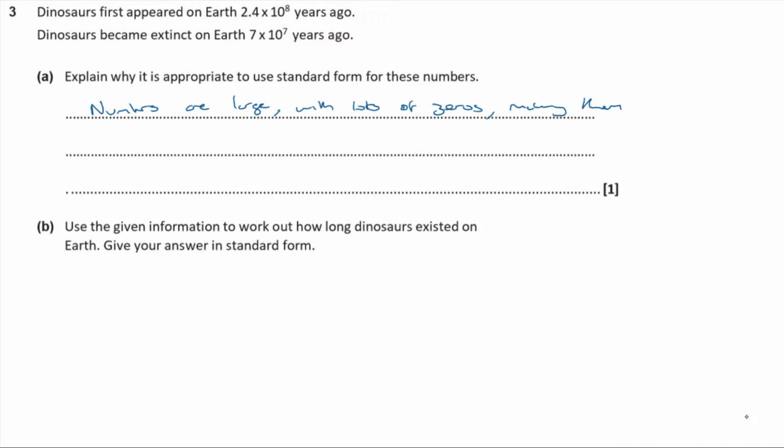Making them hard to read, I guess. Standard form makes the magnitude of numbers clear. Part B says use the given information to work out how long the dinosaurs existed on Earth.